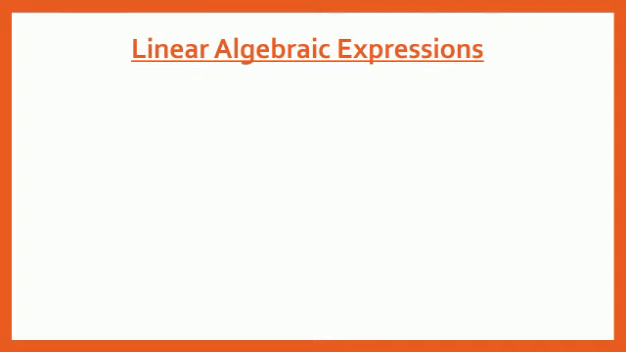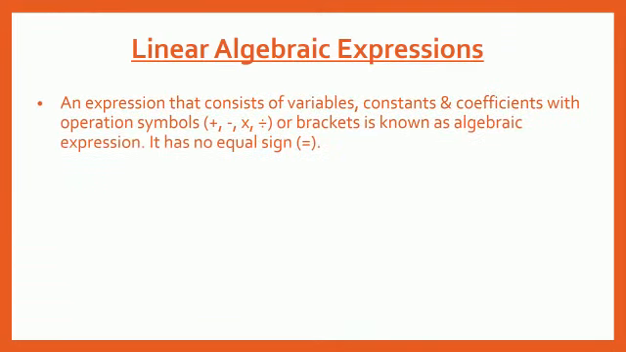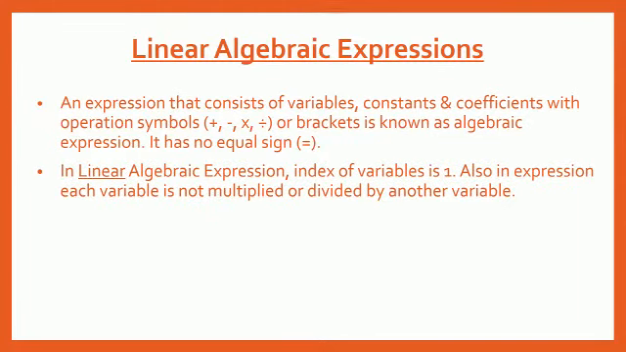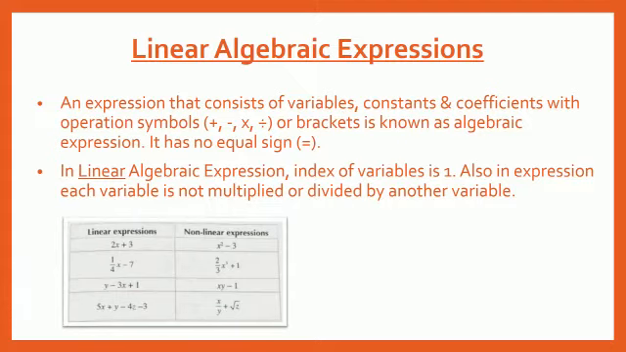Now we can define an algebraic expression as an expression that consists of variables, constants and coefficients with operation symbols or brackets, and it has no equal sign. While in a linear algebraic expression the index of variables is 1, and also in such an expression each variable is not multiplied or divided by another variable. You can see this fact in this table from your book, where examples of linear expressions and non-linear expressions are mentioned.